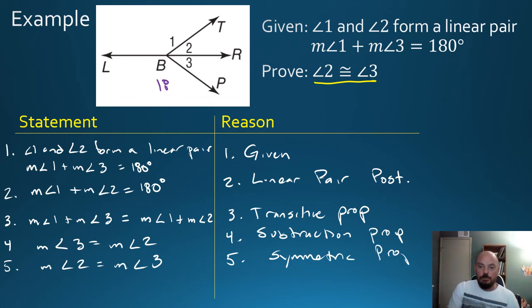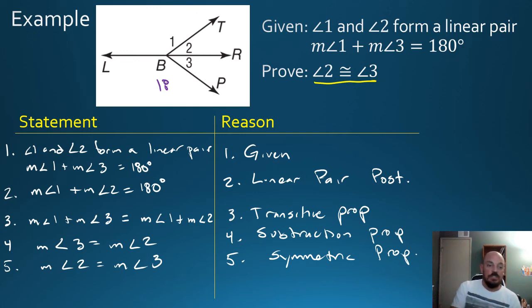Symmetric property. So if you ever want to flip your equation, remember when you're doing it algebraically, it was like if you solve and it says 5 equals x and you wanted to say x equals 5, that's the symmetric property. But it can work with this too. If you have angle 3 equals angle 2 and you wanted to say angle 2 equals angle 3, you can do that by the symmetric property.